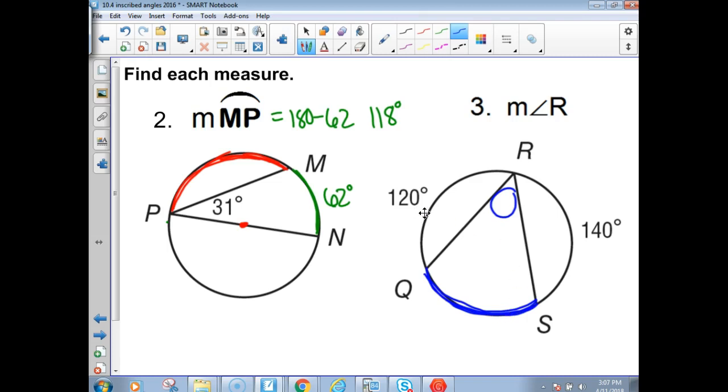So Darylyn said, add those two angles, right? Which is 260 and subtract from 360. So since the sum of all three arcs would be 360, 120 plus 140 is 260. So we'll subtract 260 from 360 and get what remains is 100 for arc QS. And then we can quickly get angle R by dividing 100 in half and get 50.